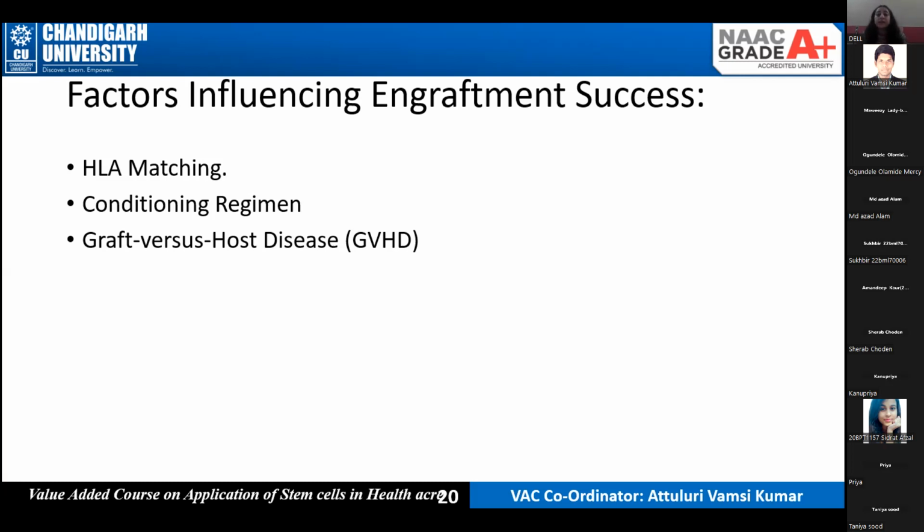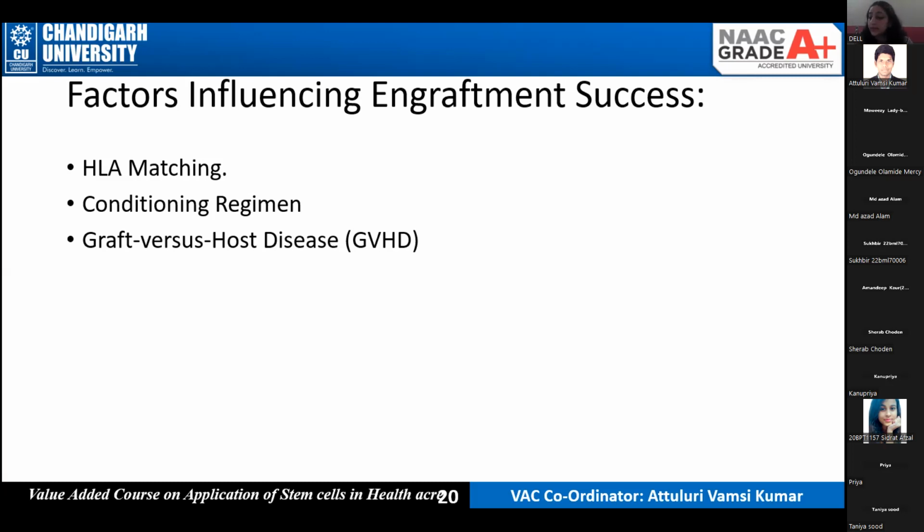Now, factors affecting engraftment success. First is HLA matching. HLA is human leukocyte antigen. HLA matching between donor and recipient is crucial. So, if HLA compatibility reduces, the chances of graft versus host disease increase and it hampers the engraftment.